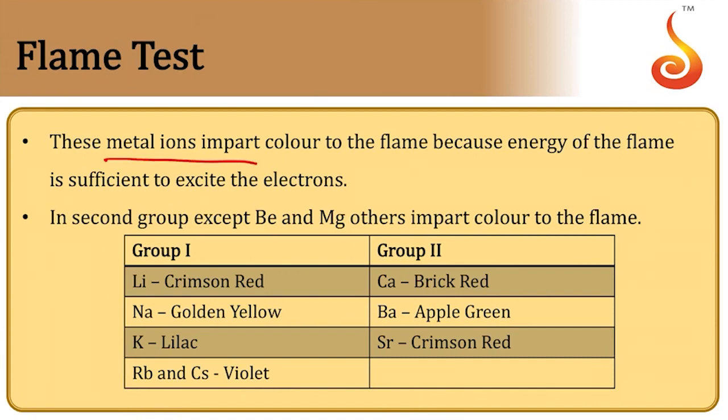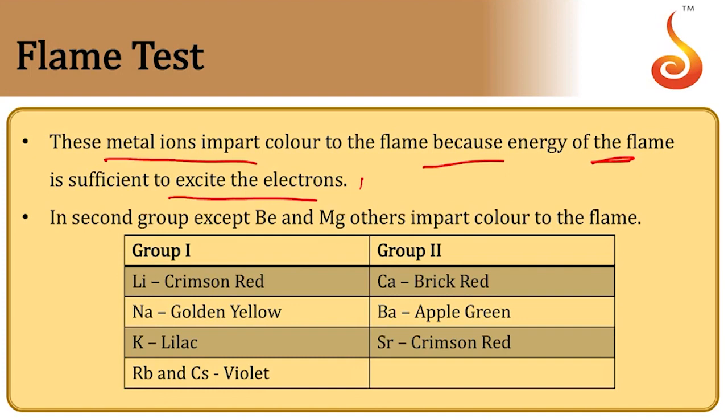Then comes the flame test. These metal ions impart color to the flame. The reason behind this is that the energy of the flame is sufficient to excite the electrons of these metals. During de-excitation, that means electrons get excited first, and during de-excitation of electrons, the energy liberated, that is the radiation coming out from that, will fall within the visible portion.